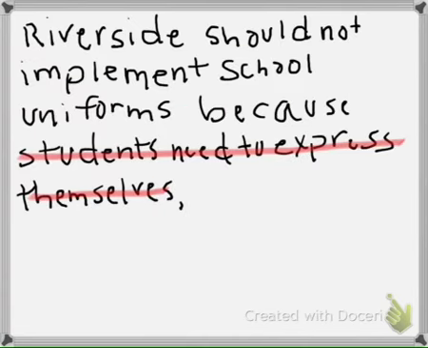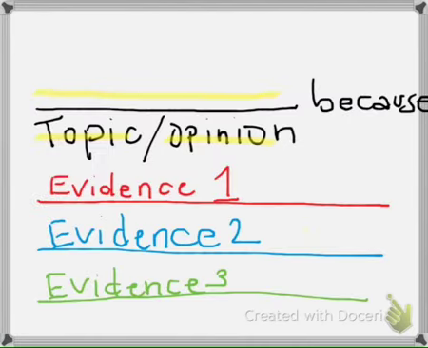Alright, so here's my first piece of evidence to back up my opinion on why schools should not implement school uniforms. My first piece of evidence is that students need to express themselves. That's highlighted in red. That's my evidence 1 for why I do not think we should have school uniforms. I need 2 more pieces of evidence. Miss Irby and Miss Gardner are going to show you why I color-coded these the way that I did with a big poster that should be on the board.